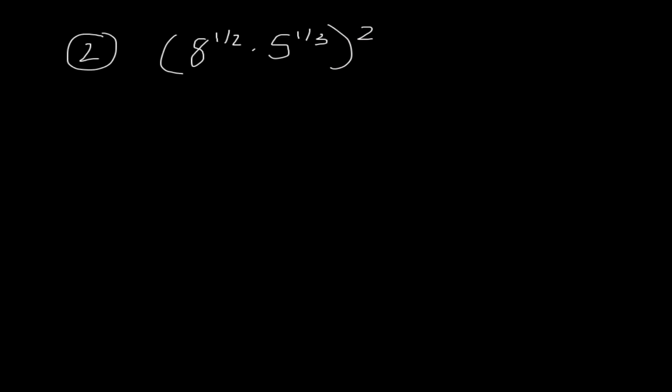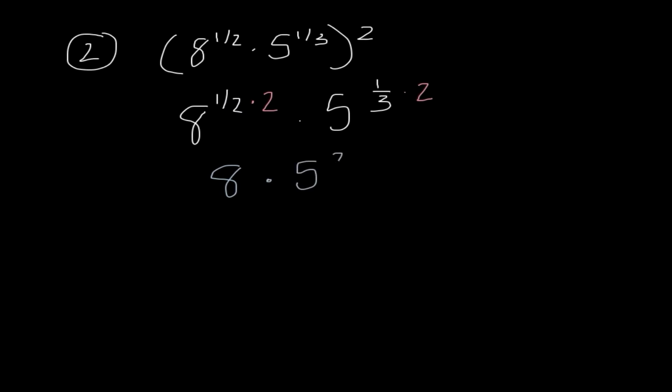Problem number 2, I have 8 to the 1/2 times 5 to the 1/3. According to order of operations, I'm going to look inside my parentheses first, and I cannot do anything with these because we do not have the same base, and I do not have the same exponent. So what I'm going to have to do is square each of these terms separately. So I have 8 to the 1/2 times 2 times 5 to the 1/3 times 2. So I end up getting 8 times 5 to the 2/3 power. Now, even though this looks strange, this is a correct answer.